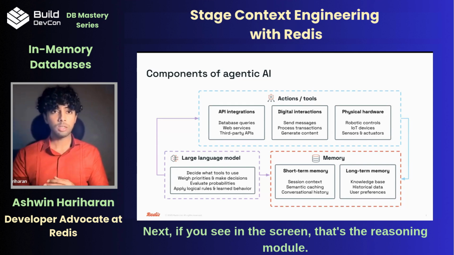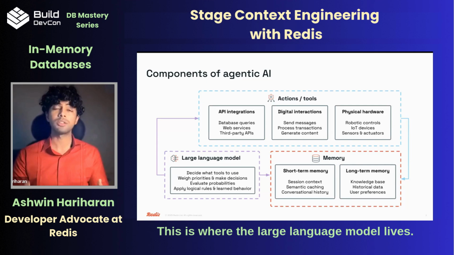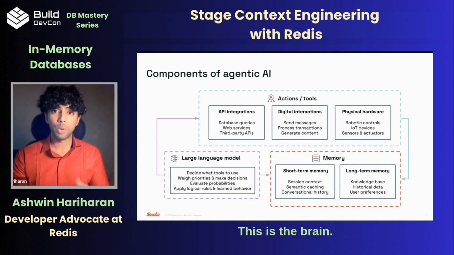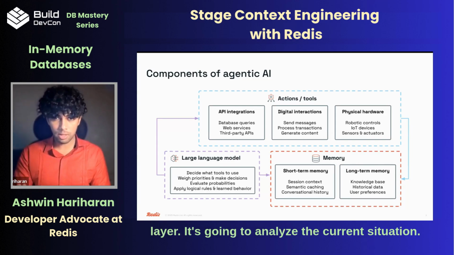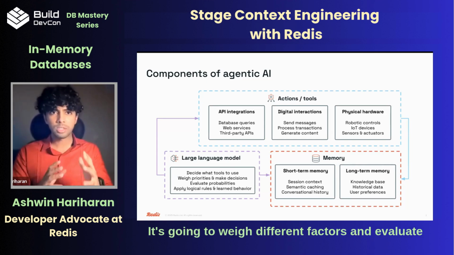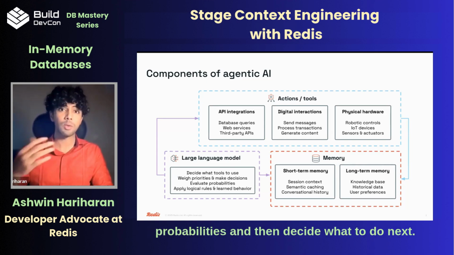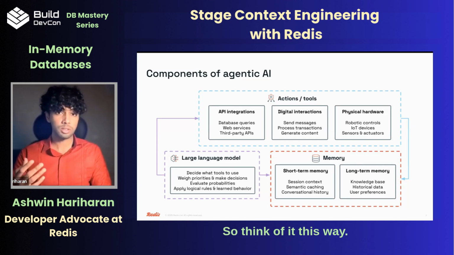Next, if you see on the screen, that's the reasoning module. This is where the large language model lives. This is the brain, okay? It's going to take all the context from the memory layer. It's going to analyze the current situation. It's going to weigh different factors, evaluate probabilities, and then decide what to do next. So think of it this way.